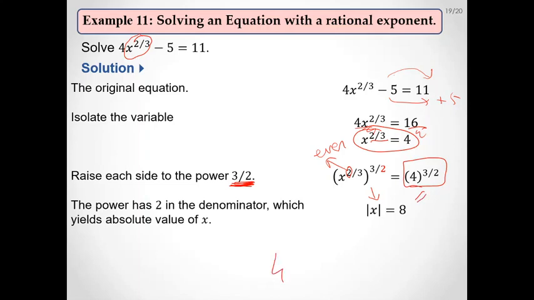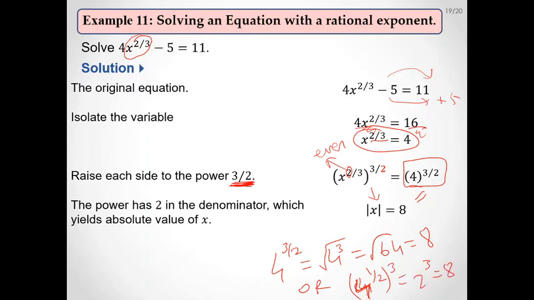So 4 to the power 3 over 2 is, you can do it several ways. One way is to write the definition of it. This is the square root of 4 cubed, which is the square root of 64. This is 8. Or you can say this is 4 to the half power, then cubed, and this will be 2. 2 cubed is equal to 8, so we get the same thing.